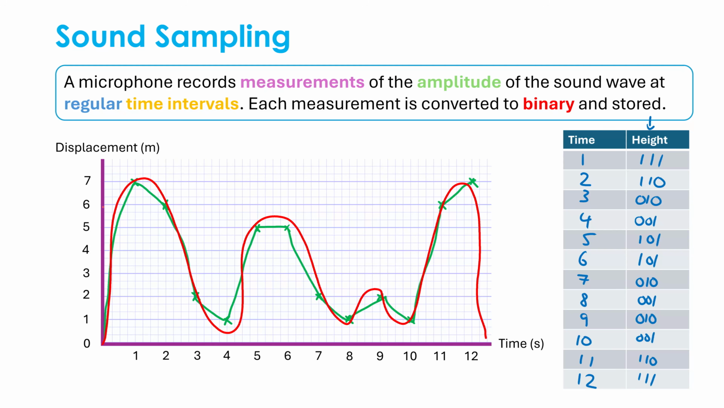And as we look at in the next video, how frequently we take these samples is really important for determining how close our digital version is to our analog version. And also how many binary digits we store each sample is another key factor in how close our digital wave is to the original analog one.